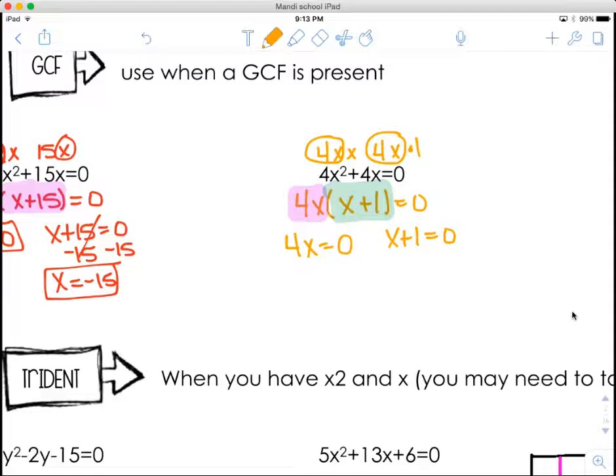And then solve them if you need to. So we can divide both sides by 4, and x equals 0. This one we need to subtract 1 from both sides, and x equals negative 1. And look at that. We have 2 solutions, 2 answers.